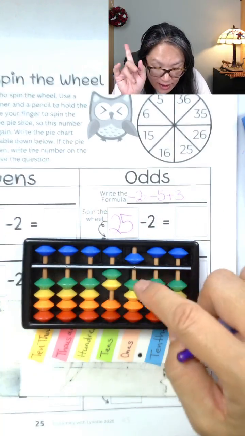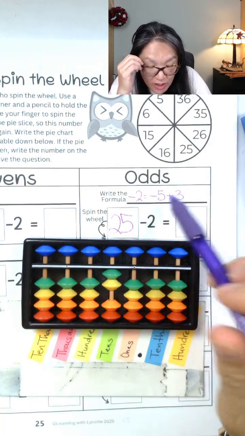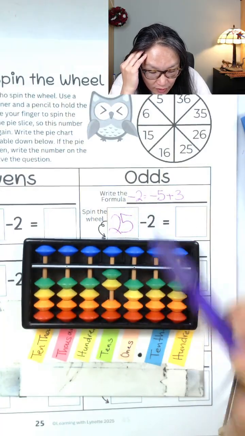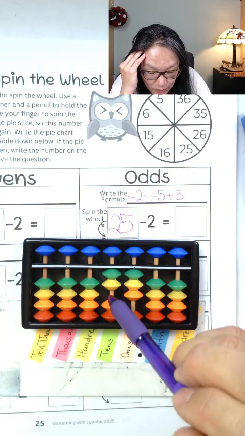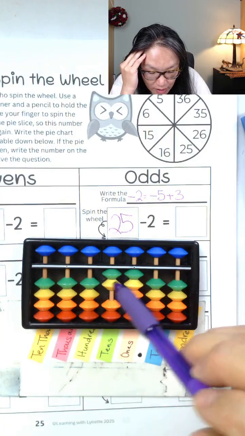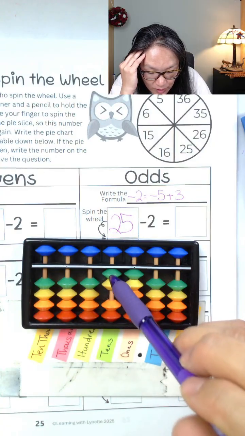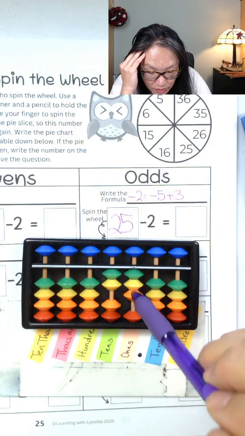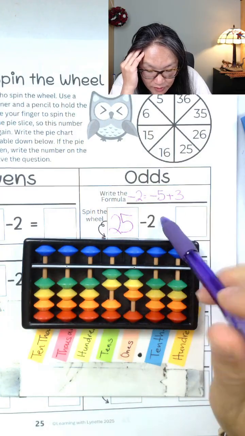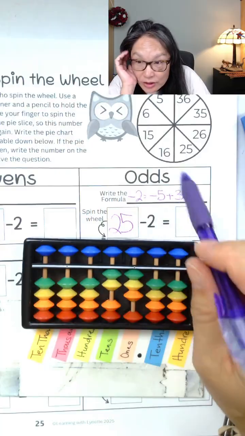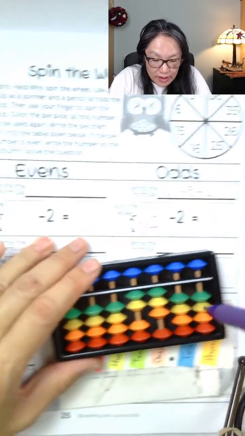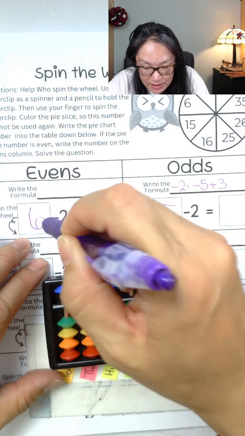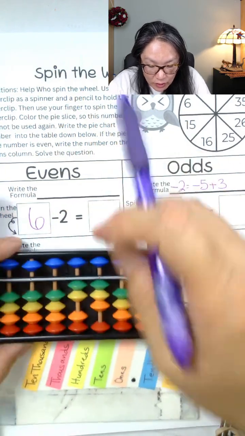So if I go and I take away the 5, that's too much. Taking away the 2 is too much. So I need to add the 3. So my final answer is 23. 20, 1, 2, 3. This is 23. So that's what we did. What we're trying to do is understand how to minus the 2. So I can do it again if I had 6. 6 minus 2. Guess what? I don't have enough beads.